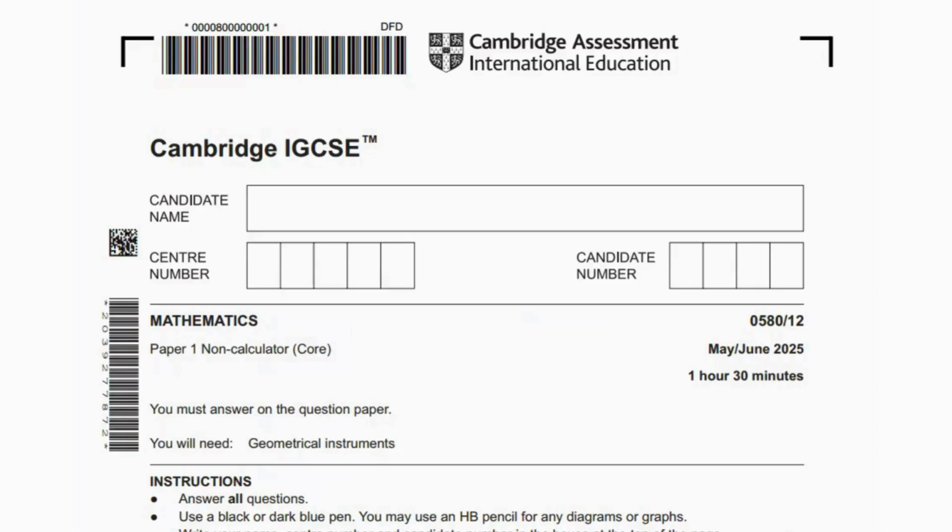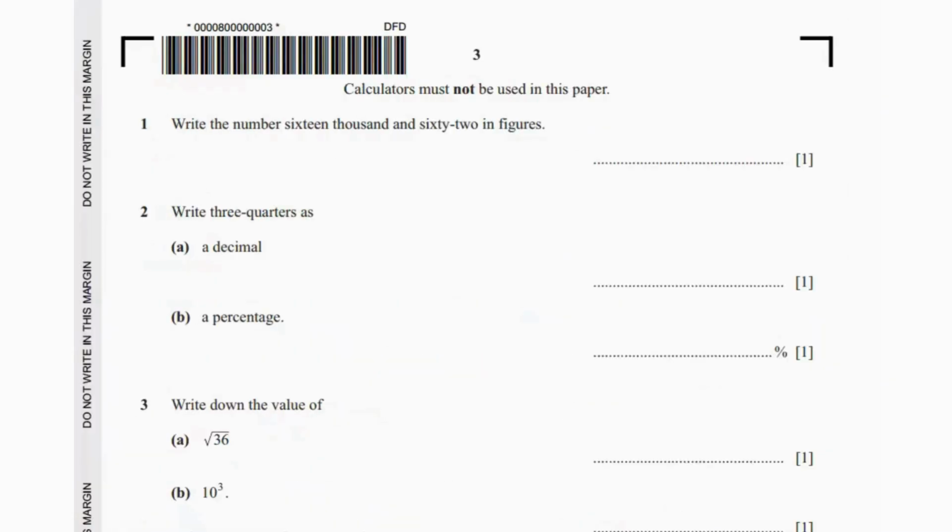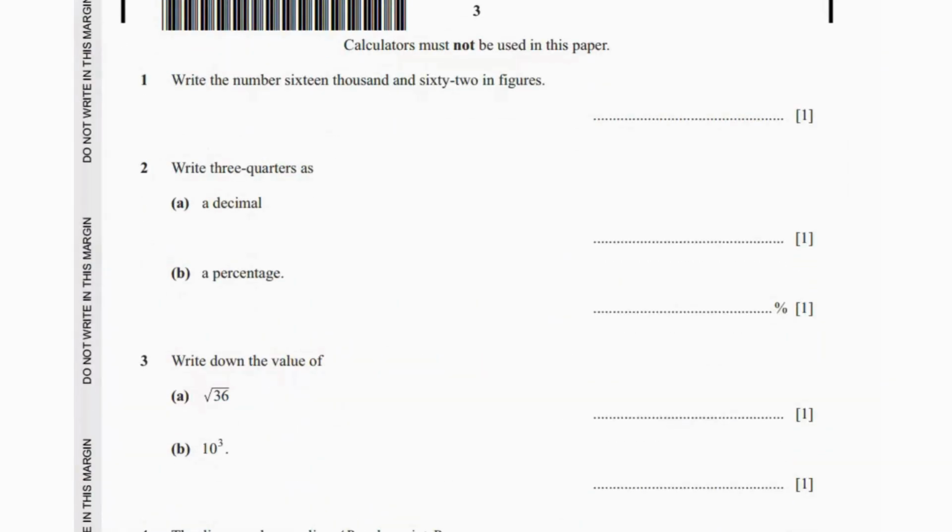So let's start with this one. It says write the number 16,062 in figures. So we have to write this number in figures. 16,062. 1,000 has 3 zeros, so 0 and then 62. Then it says write 3/4 as a decimal.